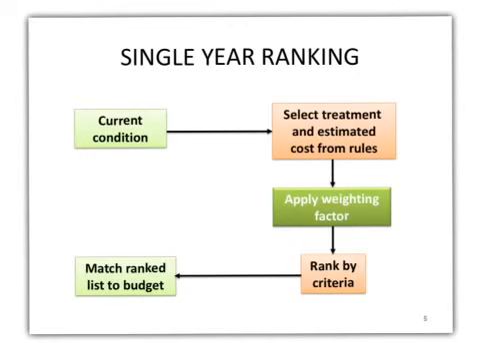Here is a good schematic of the single year ranking. We typically start with the current condition. We need to go to the field, go to the pavement sections, and know what their current conditions are, so we will have an idea of the health of the pavement network. Based on that, we will be able to select the right treatment, as well as have a good estimate of how much that is going to cost. After that, we will be able to apply some weighting factors and rank those maintenance activities and techniques by criteria, and eventually we are going to match the ranked list with the budget.